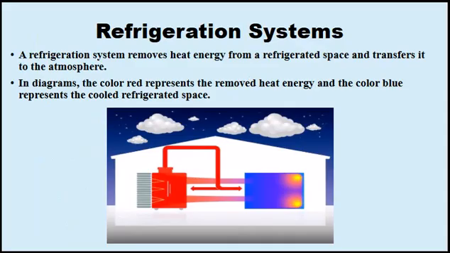Let's uncover the workings of refrigeration systems, designed to remove heat from a refrigerated space and transfer it to the atmosphere. It operates based on the principles of thermodynamics, using a refrigerant fluid to absorb heat from the space and release it outside. In diagrams, the color red typically represents the heat being removed from the refrigerated space, while blue indicates the cooled air or environment within the space. This process helps maintain the desired temperature in various applications, such as food storage, air conditioning, and industrial cooling systems.